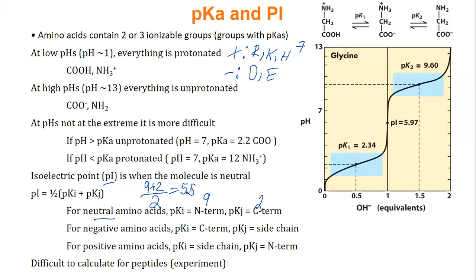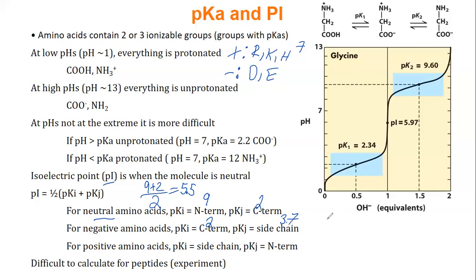It is 100% completely neutral at a pH of 5.5. For negative amino acids, we take the C terminus. Again, for simplicity's sake, we're just going to say the pKa of all C terminus are 2. And we're going to say the side chain. Every negative amino acid has a different pKa for the side chain, or pKj. So let's say that is 3.7 for our argument's sake, right?